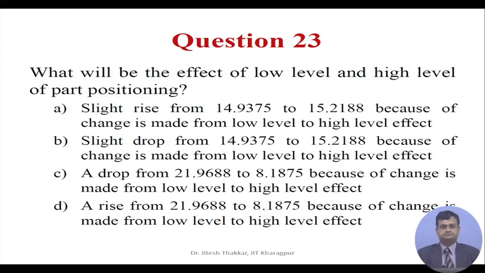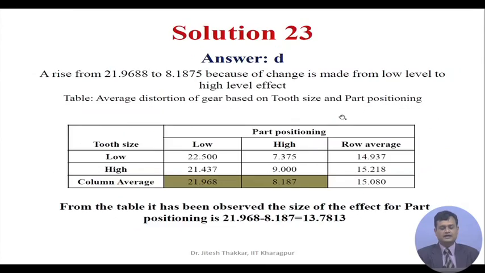Question 23. What will be the effect of low level and high level of part positioning? Now, you look at the other options. You can see the options very well on the screen, and in the same way you can compute the column averages, because here you are supposed to analyze the part positioning, and you can see that answer D is correct, a rise from 21.9688 to 8.1875 because the change is made from low level to high level.